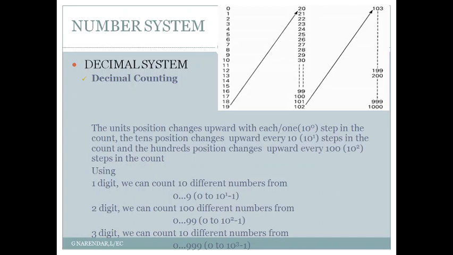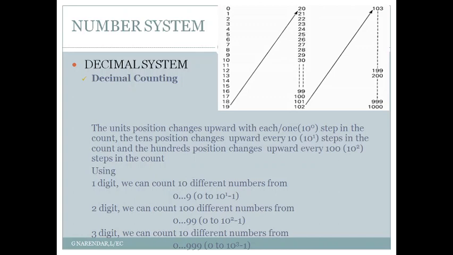And when you reach 99, what is the next count? In the units position, we have reached the highest digit 9, so the next digit must be 0. In the tens position also, we have reached the highest digit 9, so the next digit must be 0. Then we have to write the digit 1 in the hundreds position.